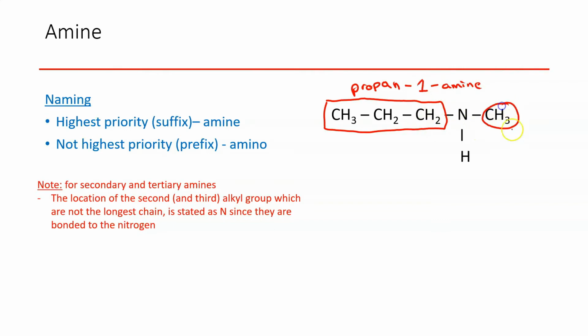Then here I have a second acyl group on my nitrogen, and it's 1 carbon long, so it's a methyl. So now when I go to put these two parts together, since the methyl is attached to the nitrogen before the main chain, this will be an N-methyl.